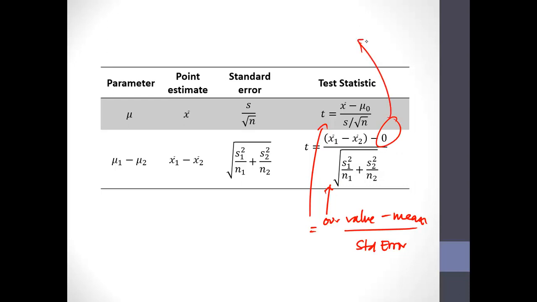And maybe I'll make a comment again here. You can see that in the first line we're subtracting off mu 0. In the second line we're just subtracting off 0. That's because our null hypothesis for this class will always be that the two means are equal to each other. So we're going to assume that the two populations have an equal mean, and then see if we have any evidence that that's not true.